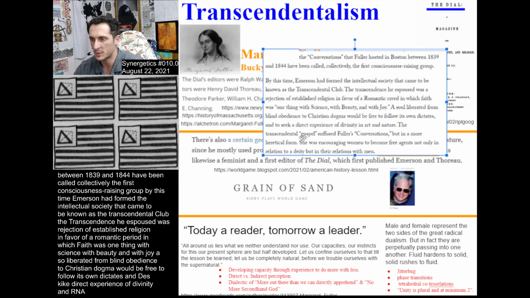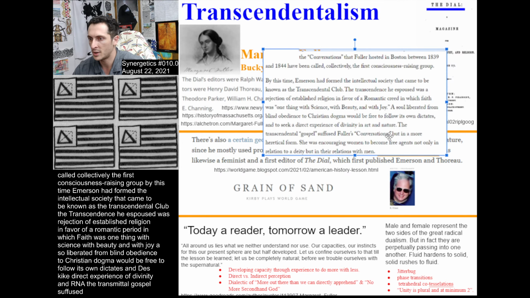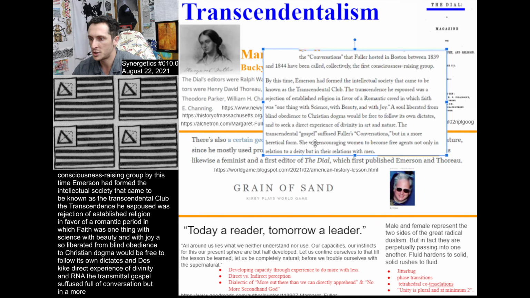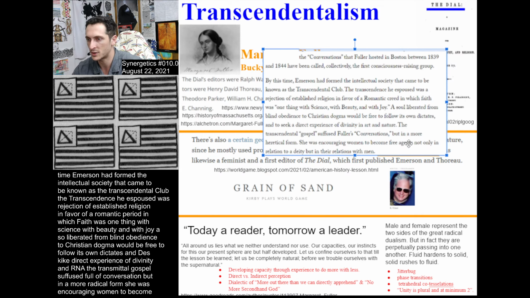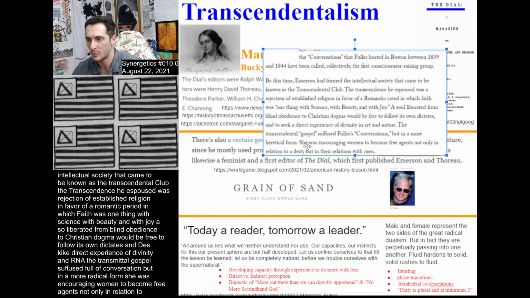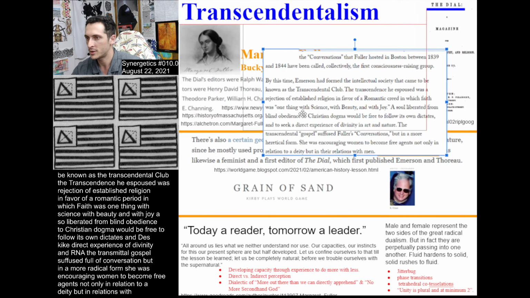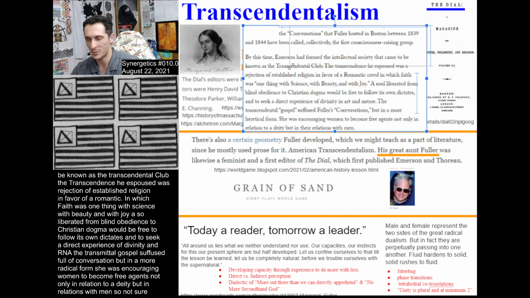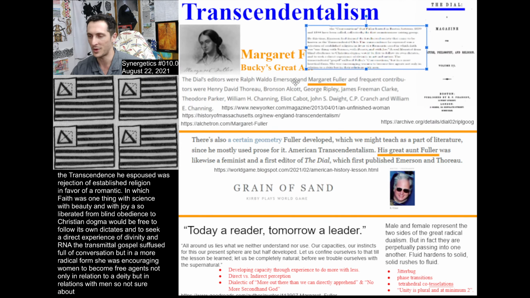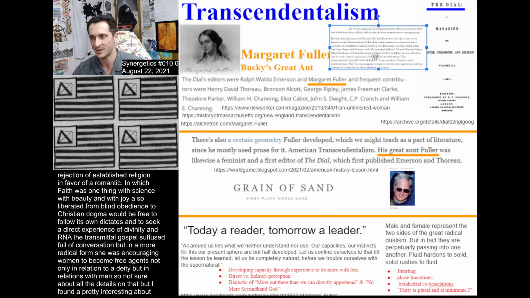The transcendental gospel suffused Fuller's conversation, but in a more heretical form. She was encouraging women to become free agents not only in relation to a deity, but in relations with men. So I'm not sure about all the details on that, but I found that pretty interesting about Bucky's great aunt, Margaret Fuller.